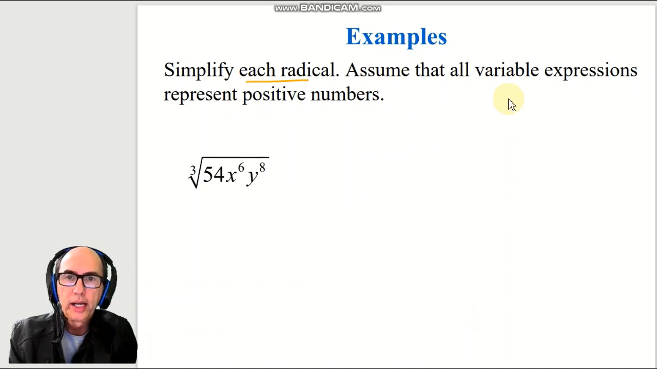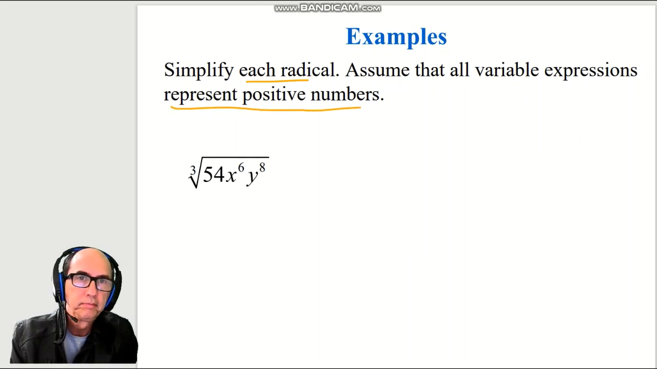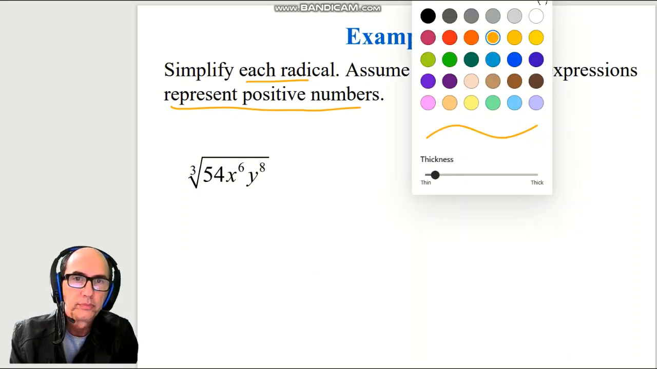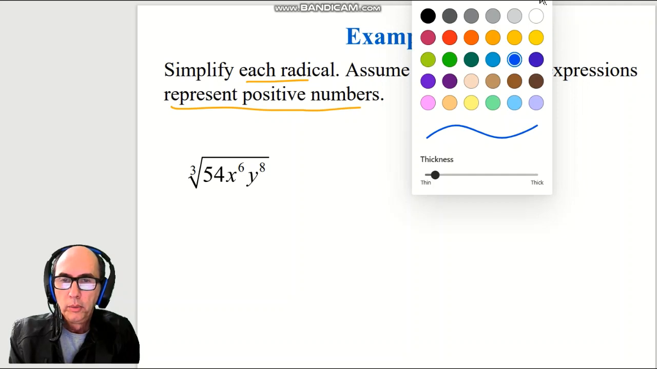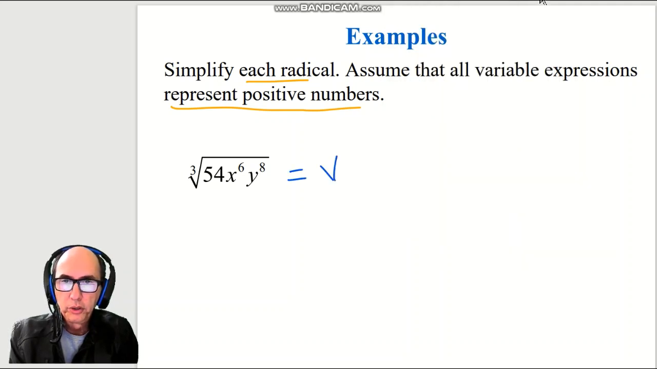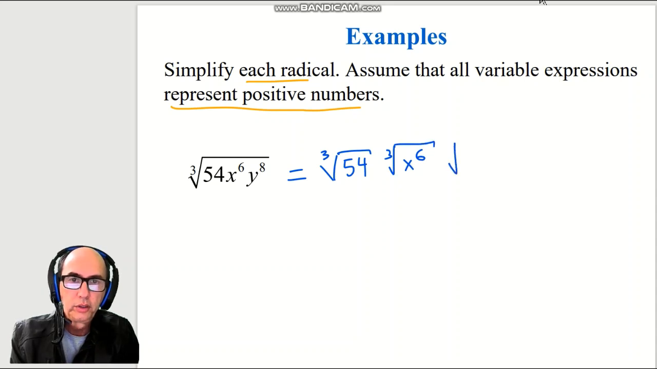Simplify each radical, assume that all variable expressions are positive numbers. Breaking down, we have cube root of 54 and we have cube root of x to the power 6 and we have cube root of y to the power of 8.